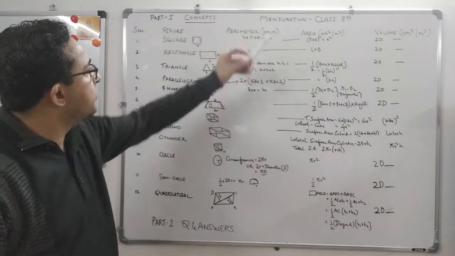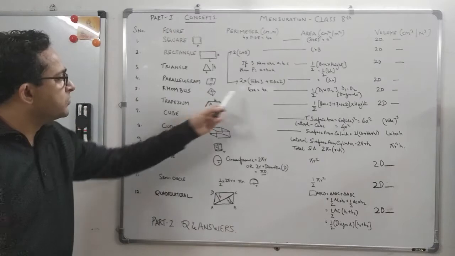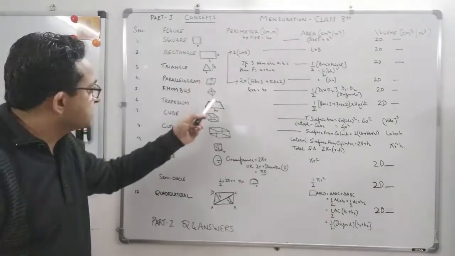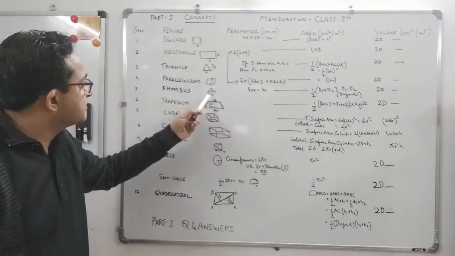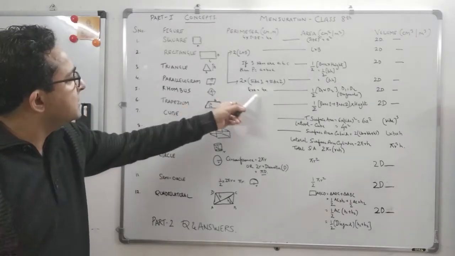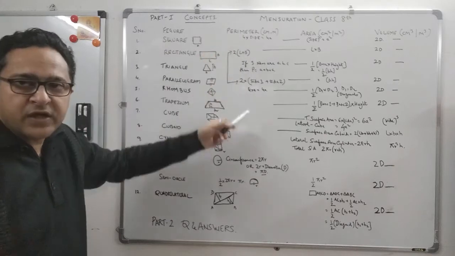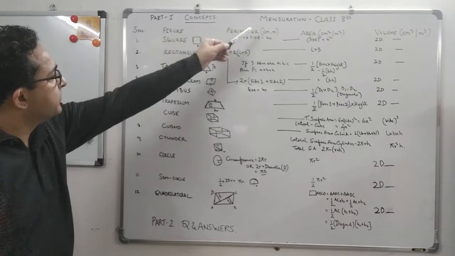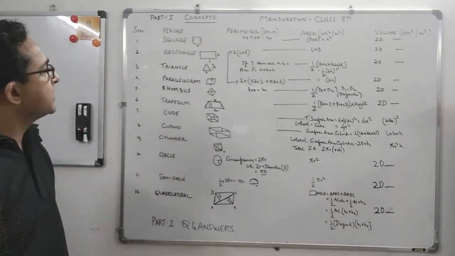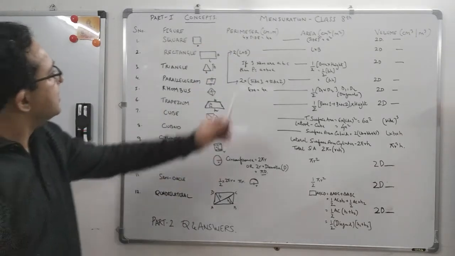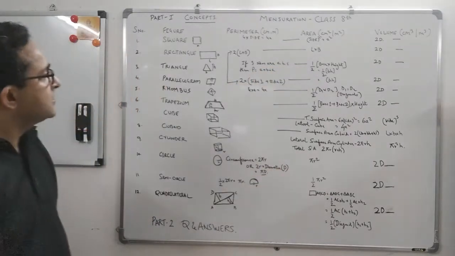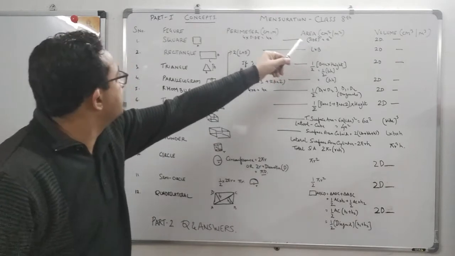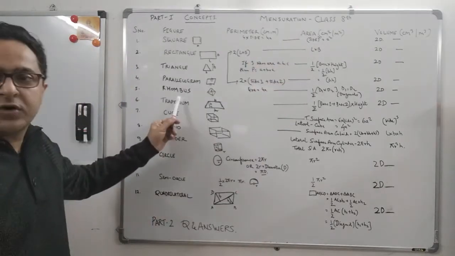So for square, 4a. Again another figure, rhombus. Rhombus is basically where the diagonals bisect each other at 90 degrees. So this is a rhombus. Rhombus again is just like a square, 4a, right? So perimeter for rhombus and square is 4a. Now we go to area. It is length into breadth for square. Sorry, side square, a square, is for square.